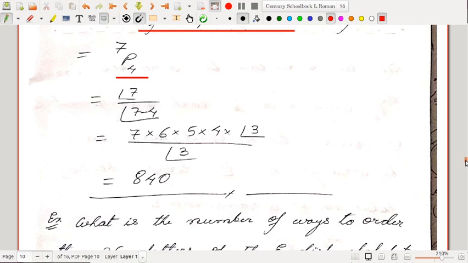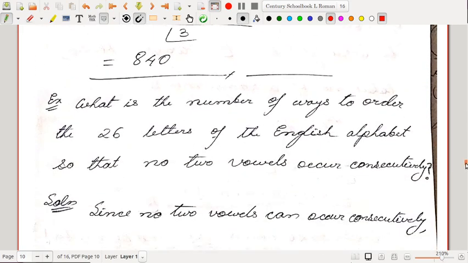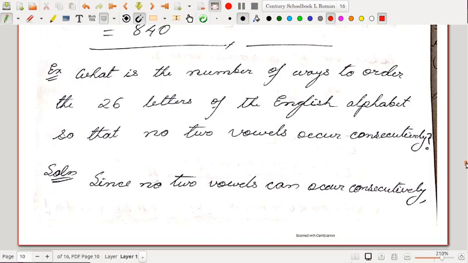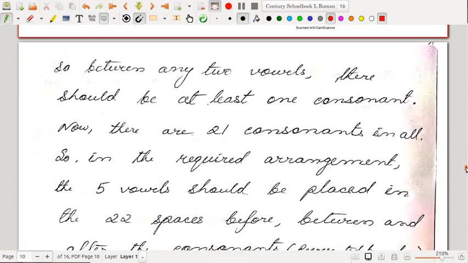Okay, what is the number of ways to order the 26 letters of the English alphabet so that no 2 vowels occur consecutively? The vowels should not occur consecutively, right? So that means between any 2 vowels, there should be at least 1 consonant, right? Now there are 21 consonants in all.